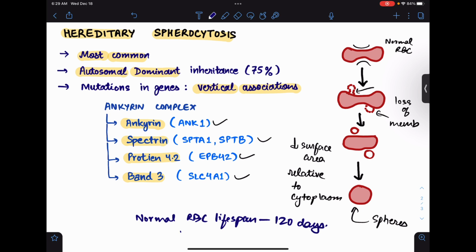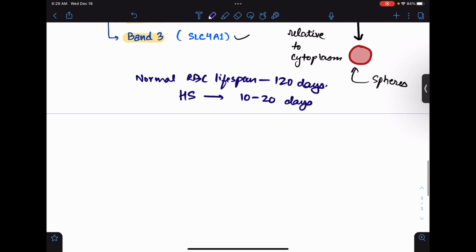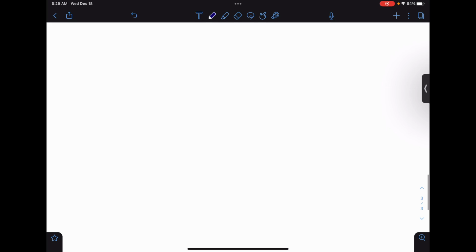Normal RBC lifespan is 120 days, and in hereditary spherocytosis it is reduced to 10 to 20 days.